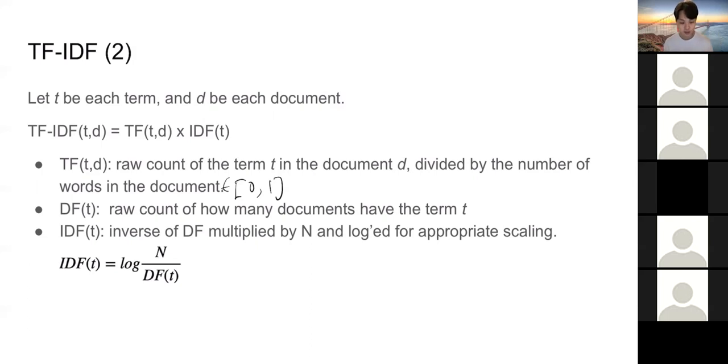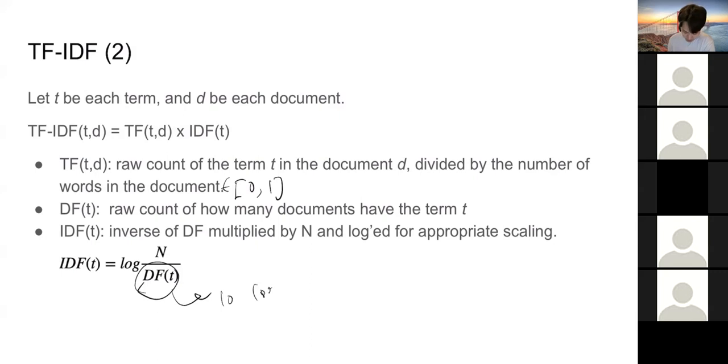For instance, let's say DF was the same as the number of documents N, then probably the fact that the word occurs in the document is useless, because it's occurring in every document anyway, right? So that's why we want to penalize having high DF by defining IDF as N over DF and then taking a log. We take log because DF is sometimes very small, something like 10 or 100, and we still don't want to make this too large a value.